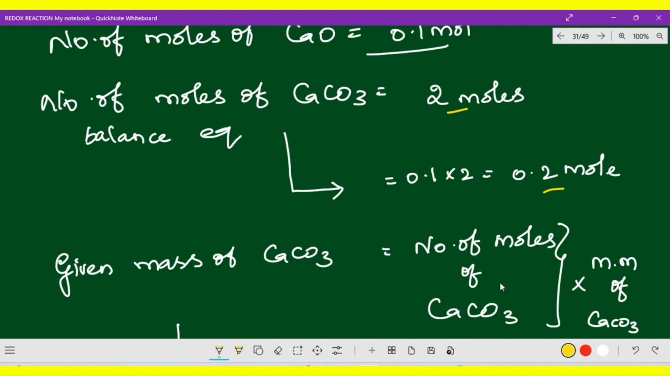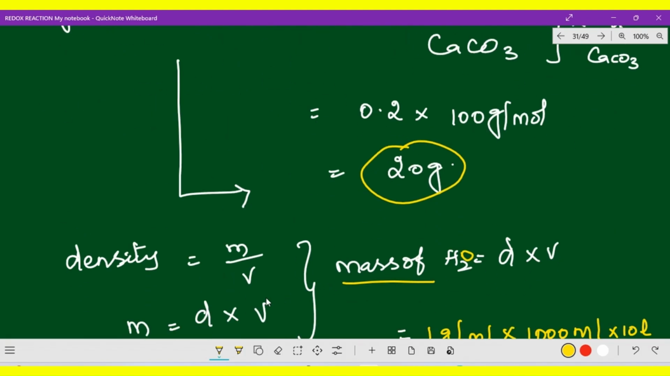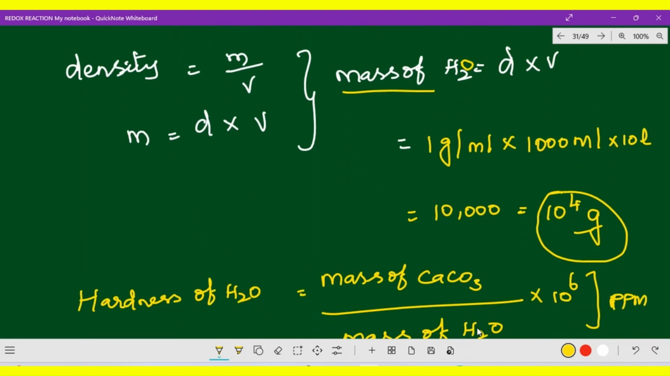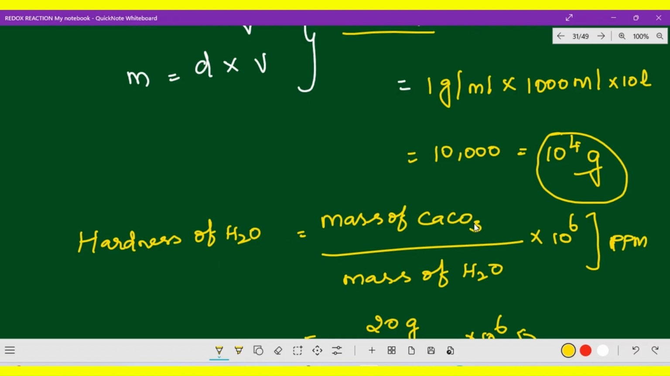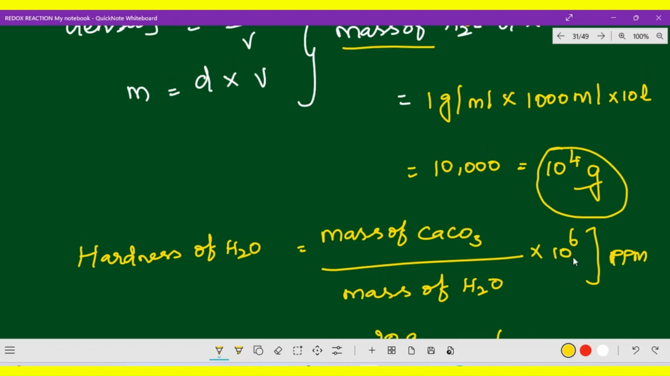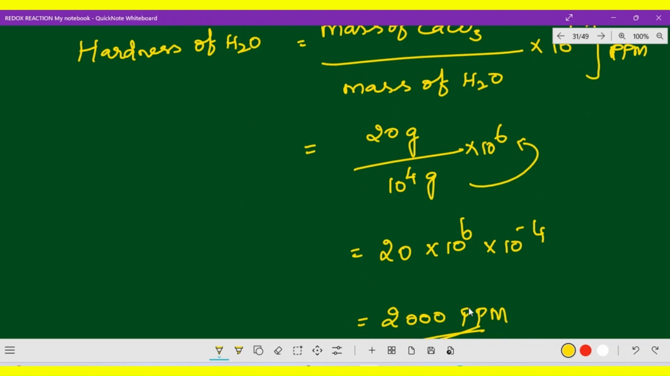Then the given mass of calcium carbonate we got through that, and the mass of water through density. Finally we get the formula to find the hardness of water. Hardness of water is the only thing they are asking in the question. So hardness of water equals mass of calcium carbonate by mass of water into 10 to the power of 6 ppm. So you will get the answer, 2000 ppm.